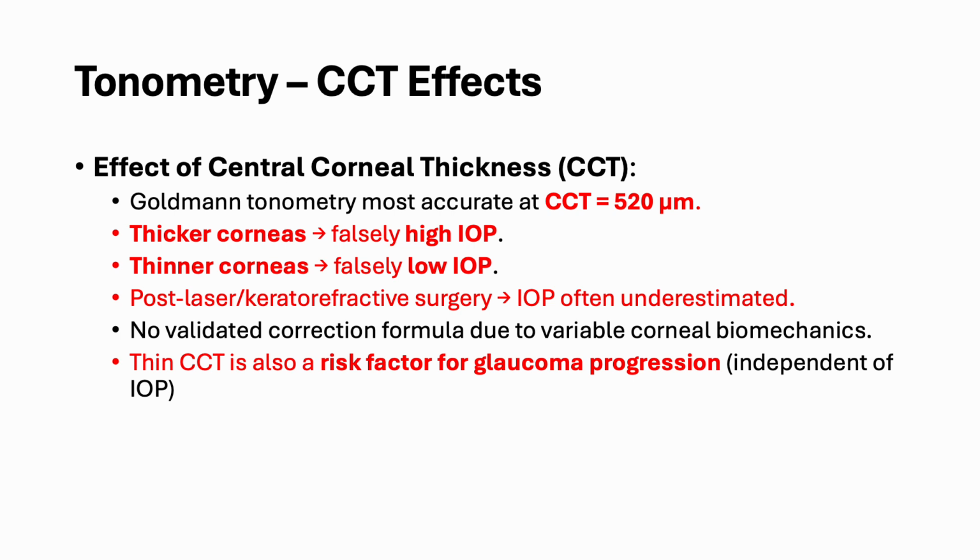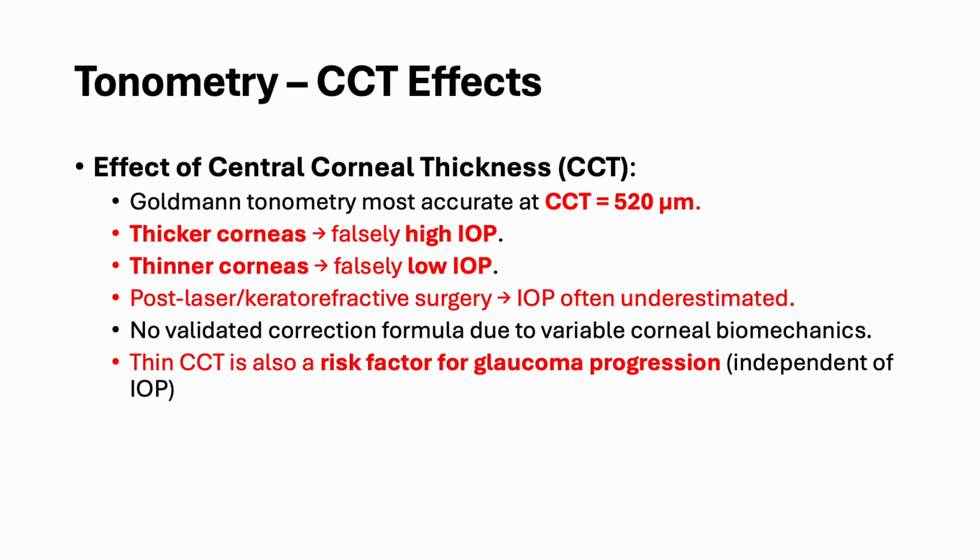Now, when the cornea is thicker than this, it resists flattening, requiring more force. That leads to a falsely elevated IOP reading. A helpful way to remember this is, thick is tricky high. Thick corneas can trick us into thinking the pressure is higher than it actually is. Conversely, thinner corneas flatten too easily, leading to underestimation of IOP. We say thin is tricky low.